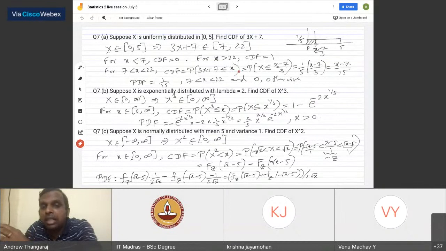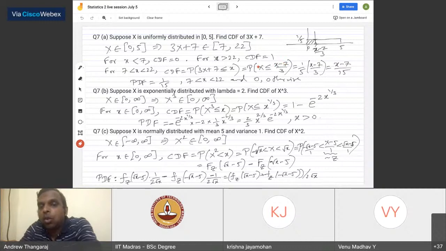So you have to convert this equation into some range involving capital X. So 3X plus 7 less than or equal to x is capital X less than or equal to (small x minus 7) divided by 3. Some people like to use something else other than x here. You can use small y if you like, but anyway, it's the same thing.